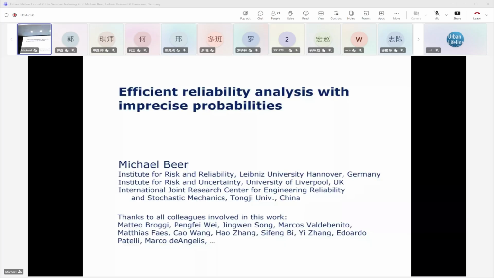But basically my key research area since I graduated with a PhD is this area of imprecise probabilities. That has spread and has been expanded over the past years, also thanks to all these colleagues who have made quite key contributions to this area.